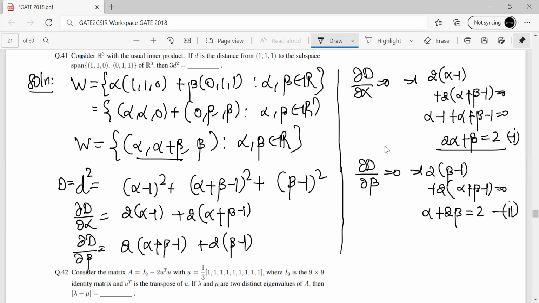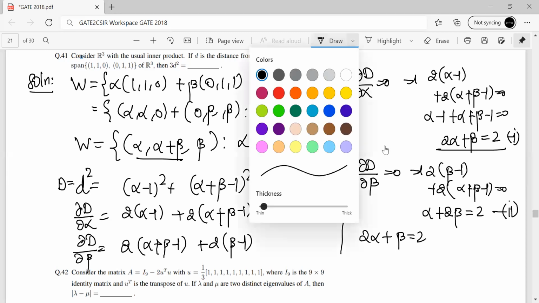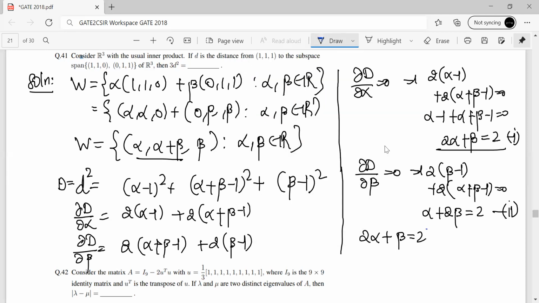So if I solve them, I take 2 alpha plus beta equal to 2. I'll multiply the other equation by 2 and write down in different ink so that you understand. So 2 alpha plus 4 beta equal to 4. Now let's solve them. So minus, minus, minus. This gets cancelled.